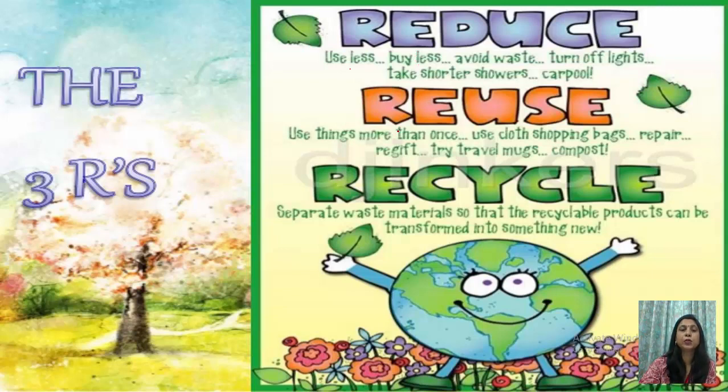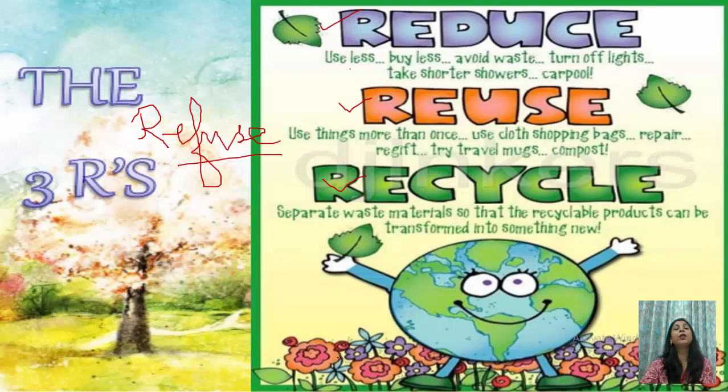Then second is the reuse. Use things more than once. That is, use cloth shopping bags, repair, re-gift, try travel mugs, compost, etc. And the third R is the recycle, that is separate waste materials so that the recyclable products can be transformed into something new. That is reduce, reuse, recycle. But now there is fourth R also, which is refuse. Now there are no more 3 R's, there are 4 R's, and the fourth R is refuse.